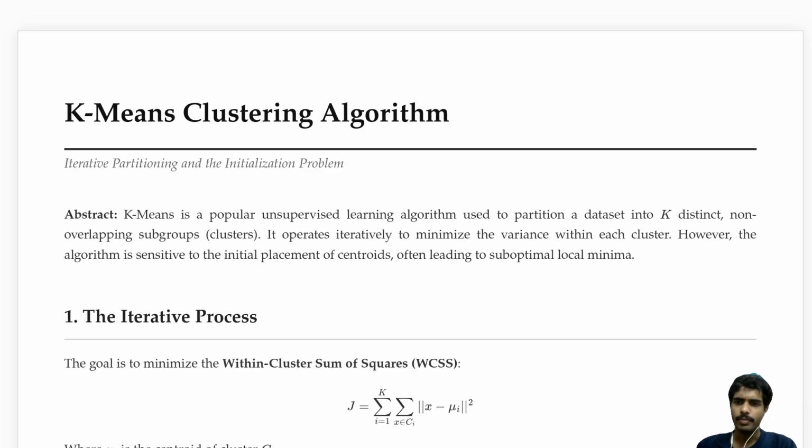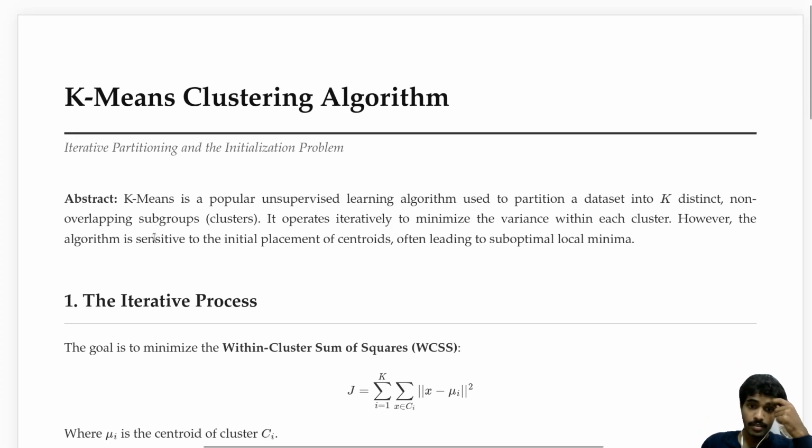Imagine you have a messy pile of unsorted data and you want to organize it into groups. You don't know what the groups are. You just want things that are similar to be together. This is called clustering. Today we are mastering k-means, the most famous clustering algorithm. We'll look at the 4 steps and then we will see why where you start actually determines where you finish.